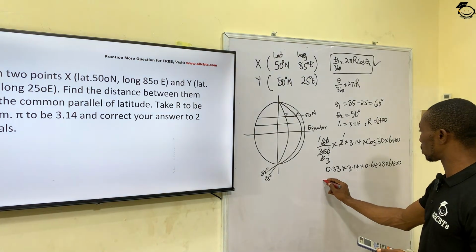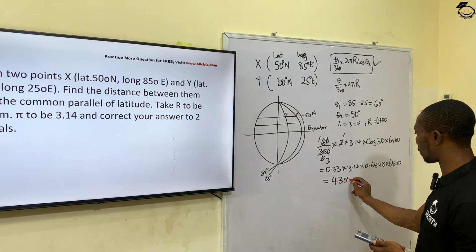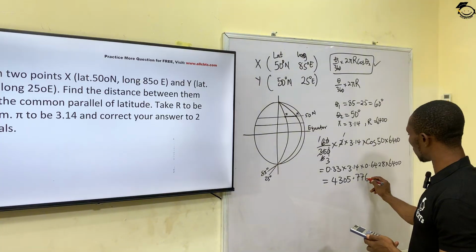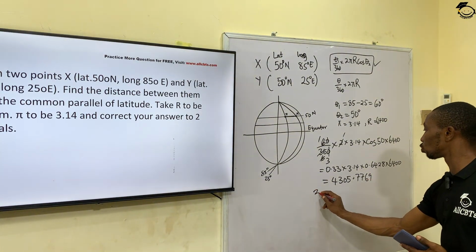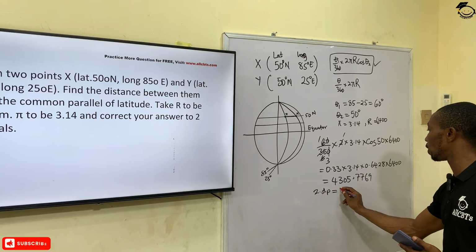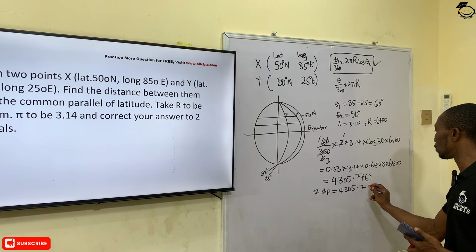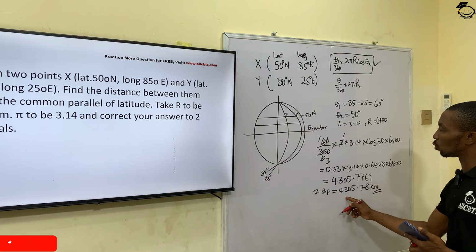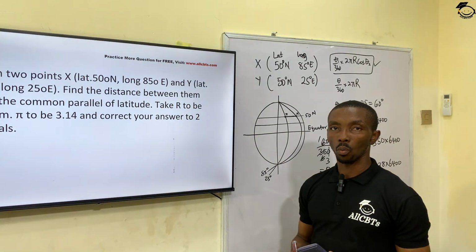Now this gives us 4,305.7769. Now they said to 2 decimal places. So to 2 decimal places would be 4305.78 kilometers. Now that will be the distance between X and Y.